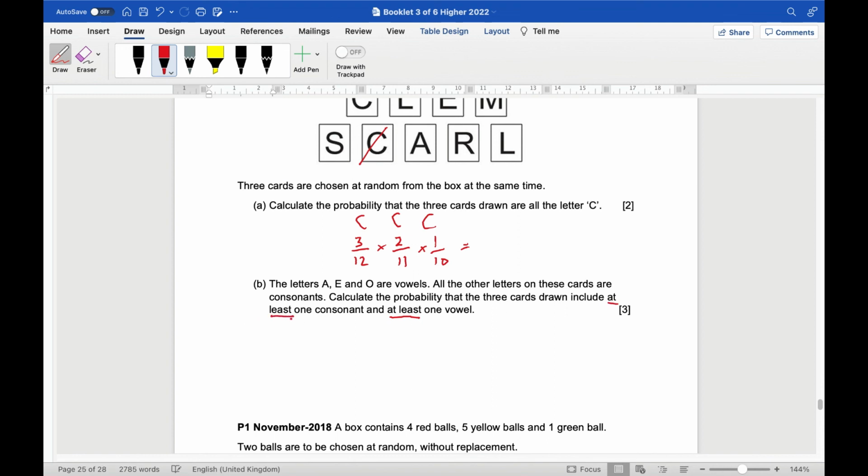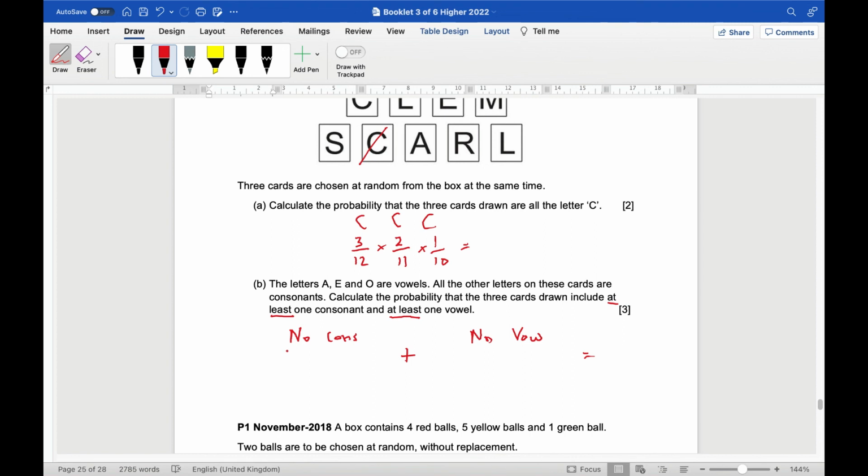All right? Do the opposite. Work out the chances of having no consonants. Then work out the chances of having no vowels. Then we can add those up, and we know the probability then of having all no consonants or all no vowels. So every other combination will contain at least one consonant and at least one vowel.